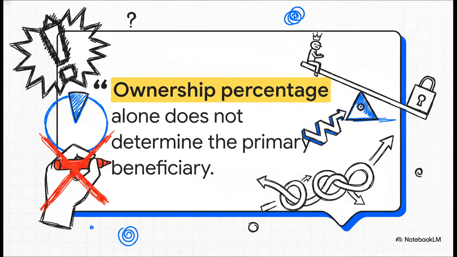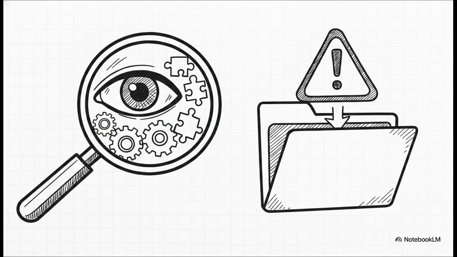Now, here is a massive surprise we found in the rules, so pay attention to this one. Do not rely strictly on the numbers. The analysis for this is highly qualitative. Ownership percentage alone simply does not determine the primary beneficiary. Because of the rules we just went over, a minority owner with a management agreement can actually be the primary beneficiary over a majority equity holder who has 0 decision-making power. I mean, it completely flips traditional ownership logic on its head. It's fascinating.